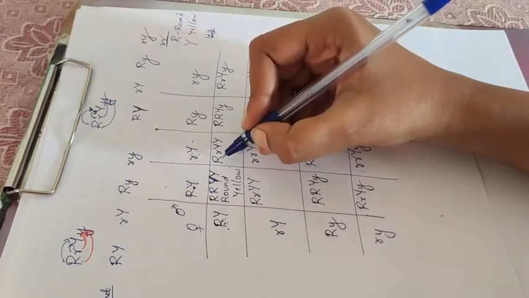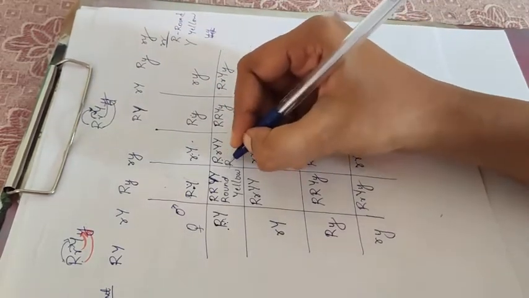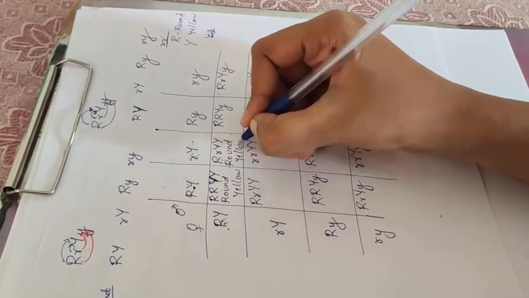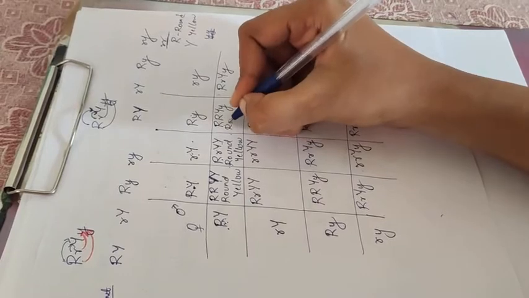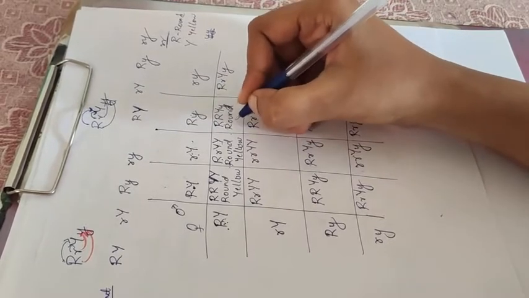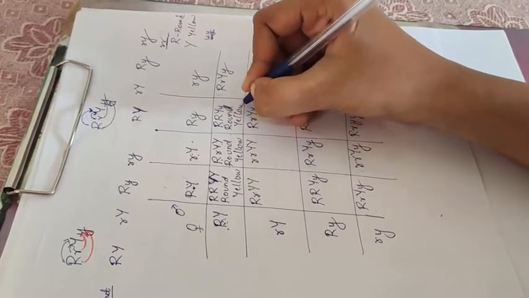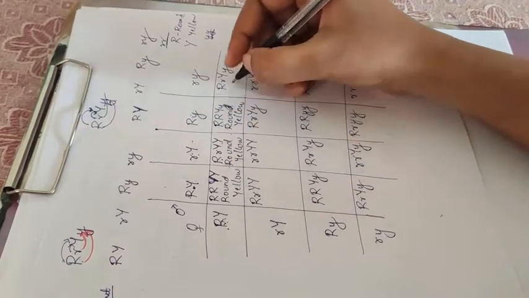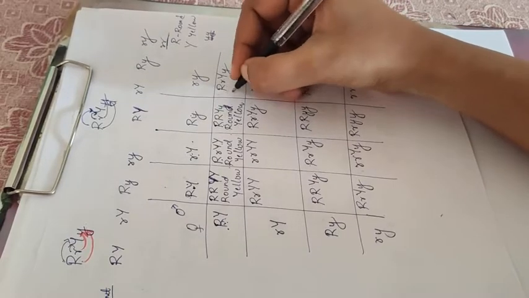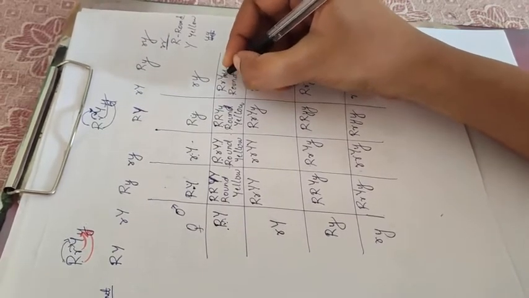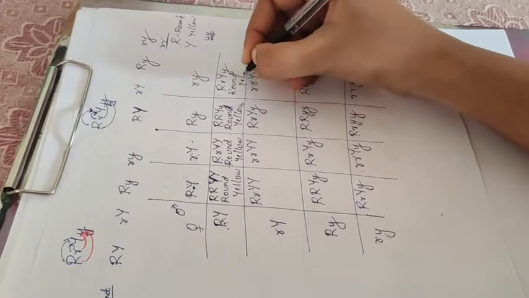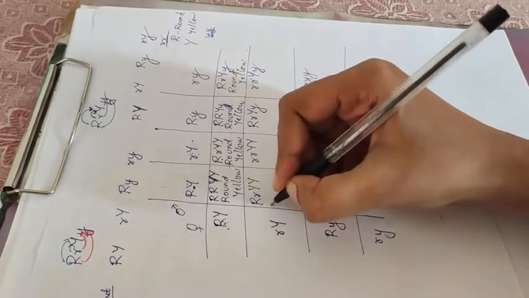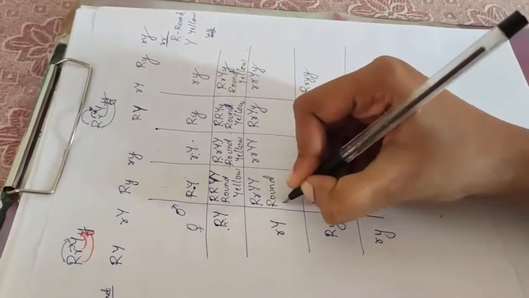So now here, since R is present, therefore you can write it as round. Here capital Y is present, it is yellow. Capital R is present, it is round. Capital Y is present, it is yellow. See, to write this, please use different color. I'll begin from this. So here it is round again. Capital Y is there, therefore it is yellow. Here capital R is also there, Y is also there, therefore it will be round yellow.